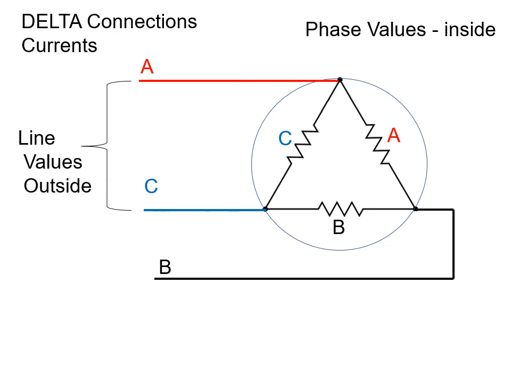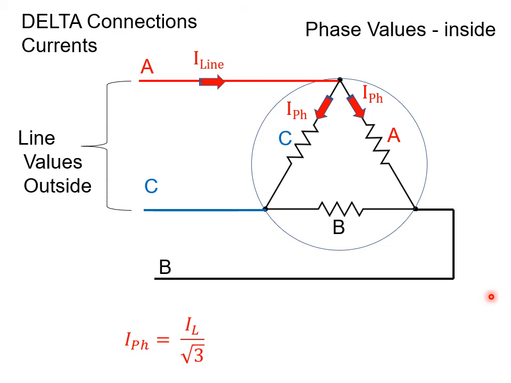As our current comes in on line A and gets to this node, it has to break up so that our phase currents are actually smaller than our line current. And you guessed it, the relationship is 120 degrees of separation. Because of the 120 degrees of separation, it's a factor of √3, where our phase current is smaller than our line current by a factor of √3.